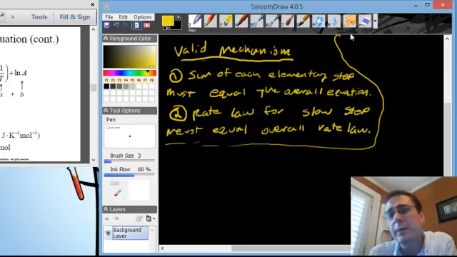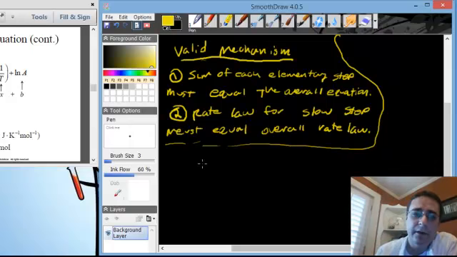A mechanism cannot be proven, actually. There's no way to prove it. It can only be disproven. And the way to do that is to do a reaction and measure its rate law and see if the rate law for that reaction conforms with the rate law for your slowest step that you came up with. Okay.